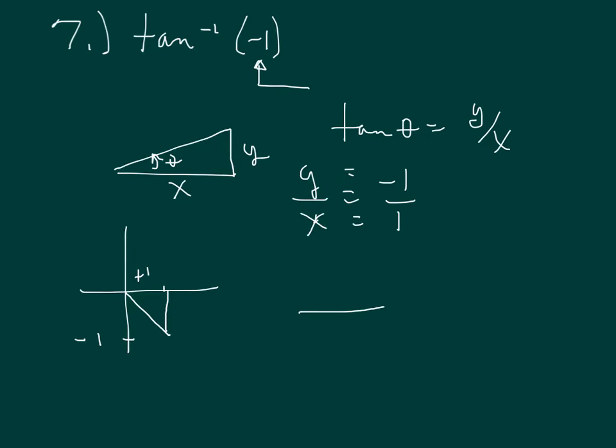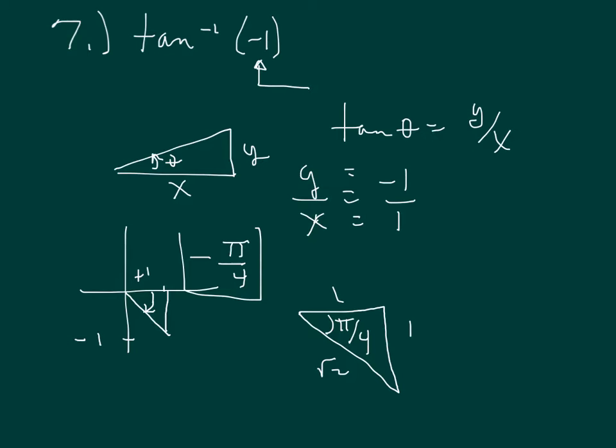And once again, remember our three triangles. If I have 1, 1, square root of 2, then this makes a 45-degree angle, or pi over 4. In this case, though, it is a negative angle, so the answer is minus pi over 4, or minus 45 degrees.